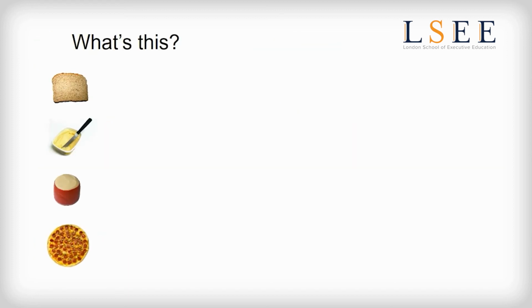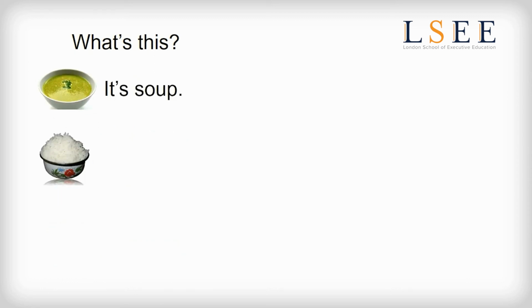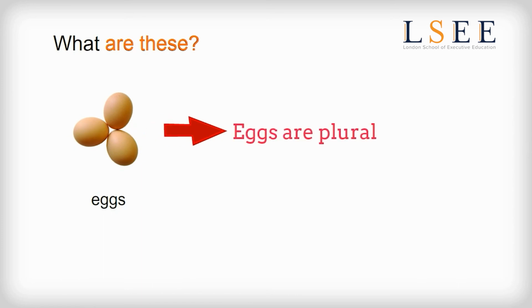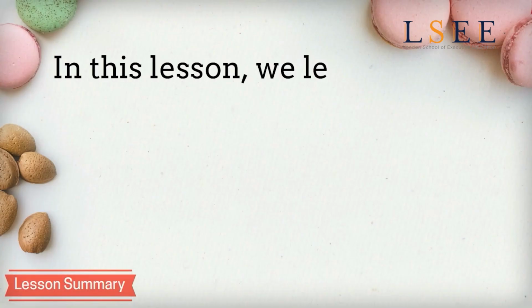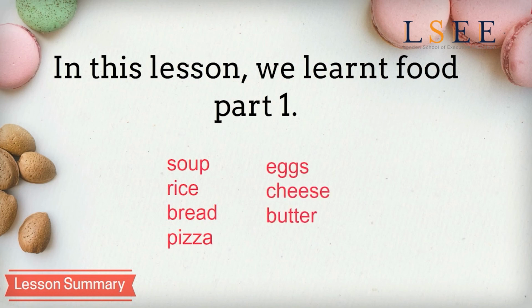What's this? It's bread. It's butter. It's cheese. It's pizza. What's this? It's soup. It's rice. What are these? Eggs. Eggs are plural. In this lesson, we learnt Food Part 1. Soup, rice, bread, pizza, eggs, cheese, butter.